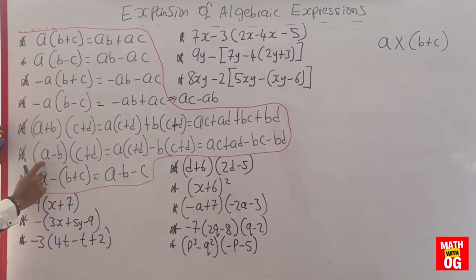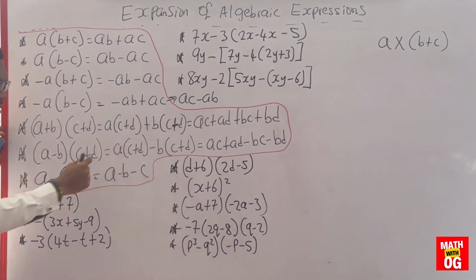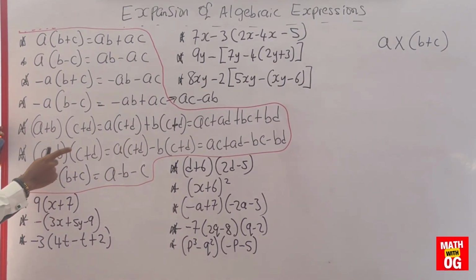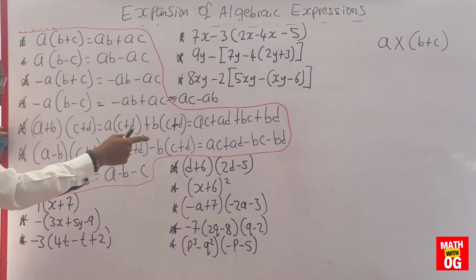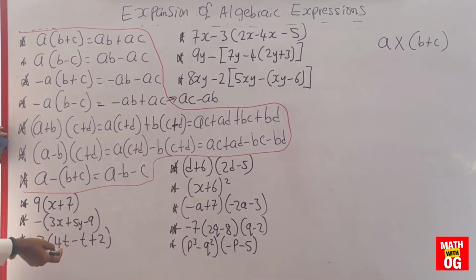Similarly here, your A will multiply C plus D, and your minus B will multiply C plus D. So your A multiplying C plus D will give us AC plus AD. Your minus B multiplying C plus D will give us minus BC minus BD.